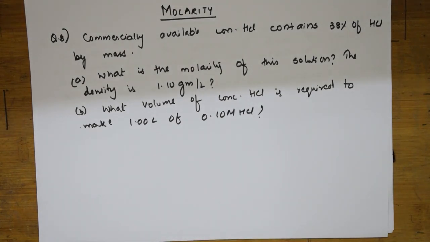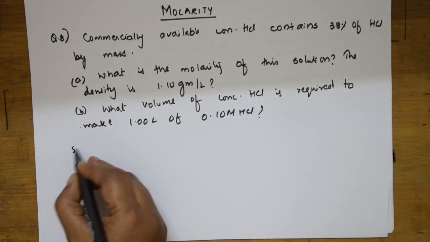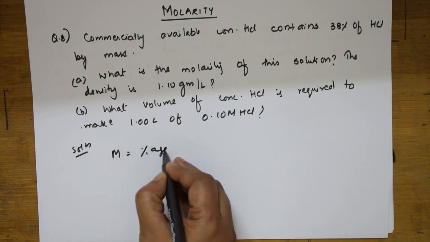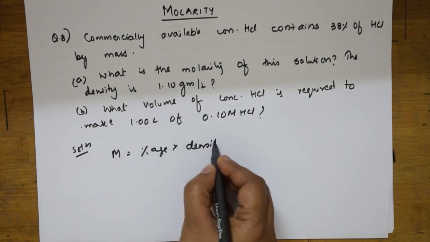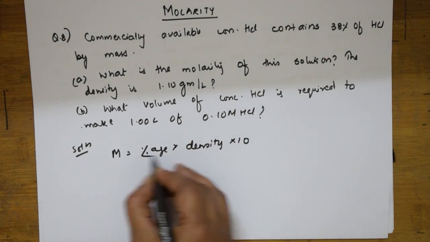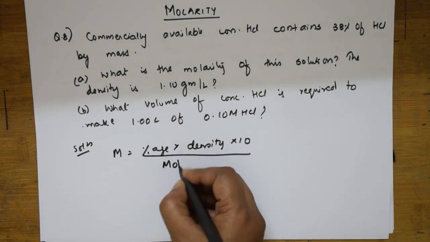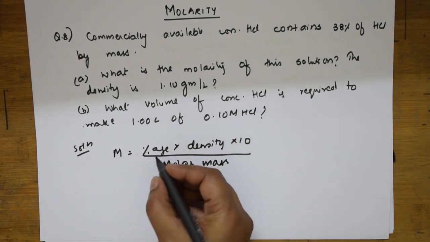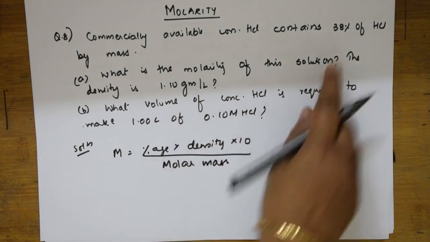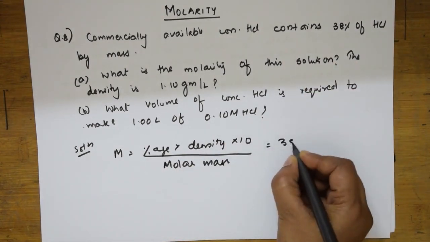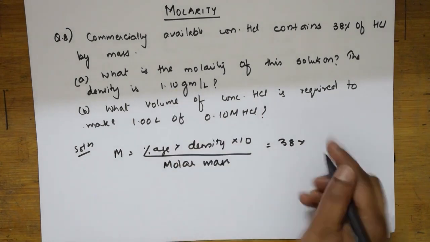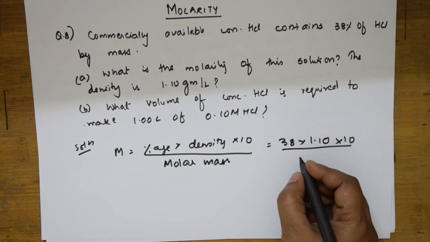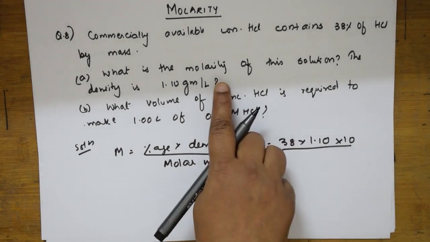So first of all, molarity, as I said, when density is given, what formula can you apply for molarity? Molarity is equal to percentage into density into 10 divided by molar mass. This is one formula which you can apply. Fine. So let us see. Now in this case, how much percentage do they give me? They've given 38%. So right now 38. How much is the density given to us? It is 1.10, into 10, divided by the molar mass. Molar mass of what? Of HCl, isn't it?